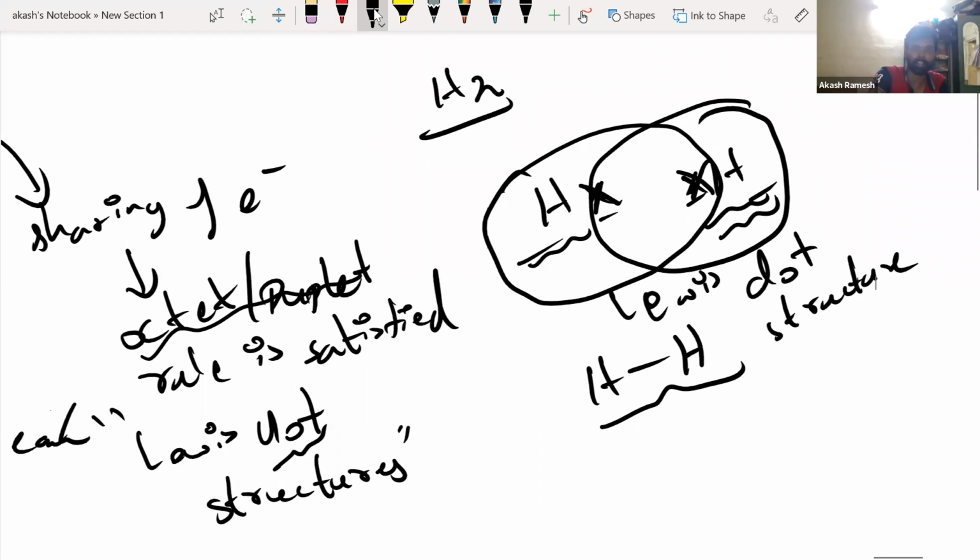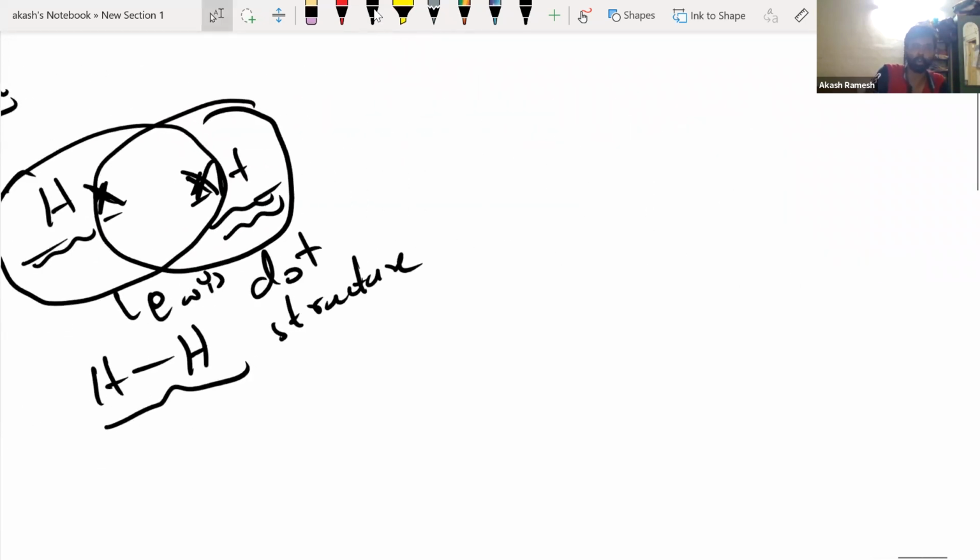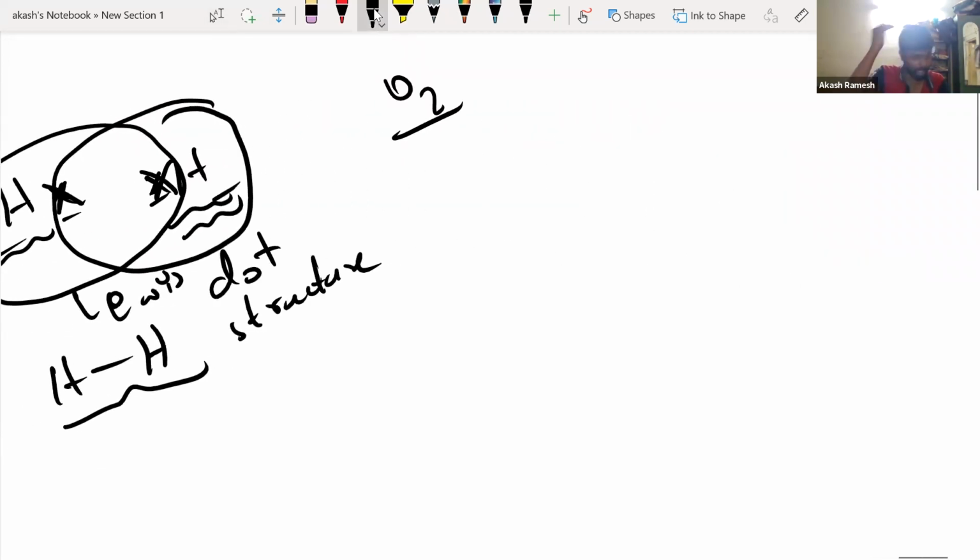Okay, right. Let me take another example. Say for example, I take the O2 molecule. Now please understand, O2 has so many electrons. We have to take the electrons which are there only and only in the valence shell. Remember this. So now you have 2 oxygen atoms. I know the configuration is 2,6, so it has 6 valence electrons. Each of these oxygen atoms has 6 valence electrons.